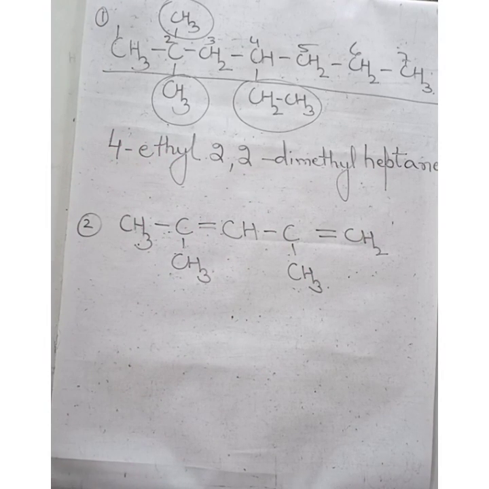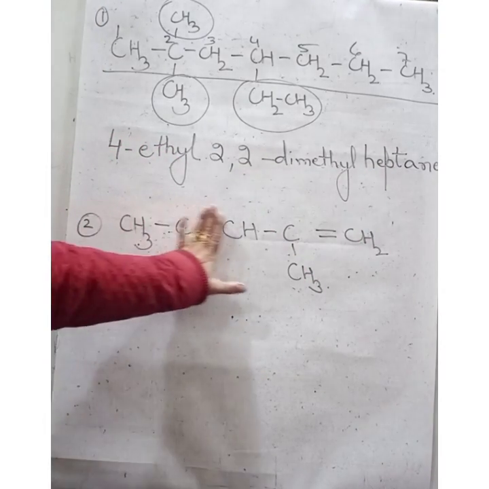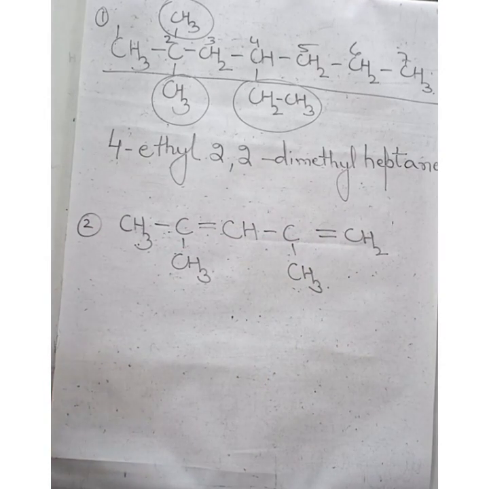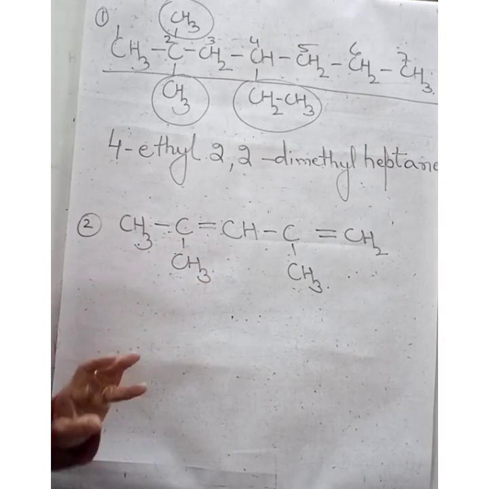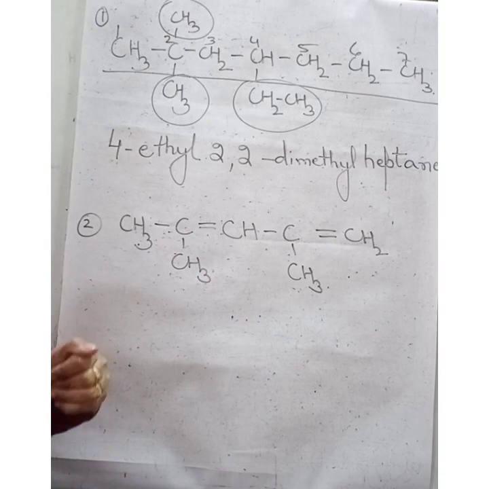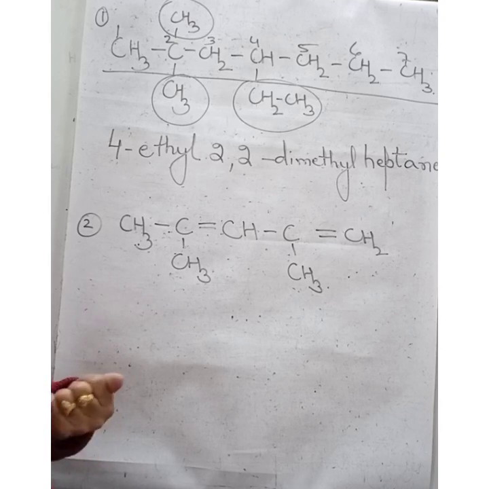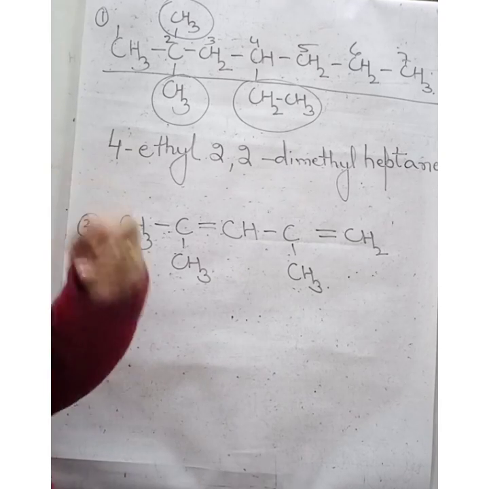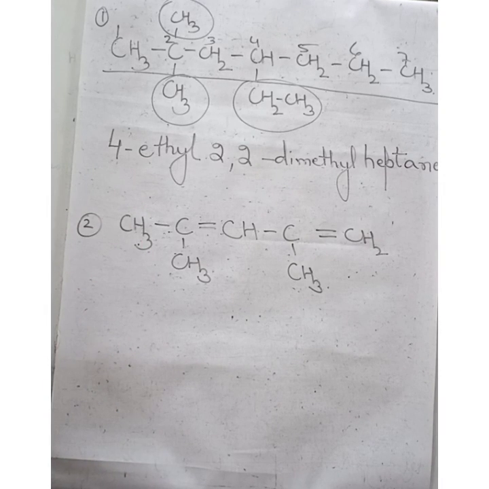Now let us see another example. Just go through the organic compound. There is no functional group present, but there is a double bond present. So the rule says to select the longest chain containing the double bond. Now here 2 double bonds are there, so both the double bonds.